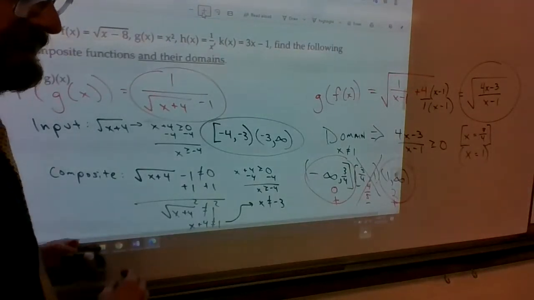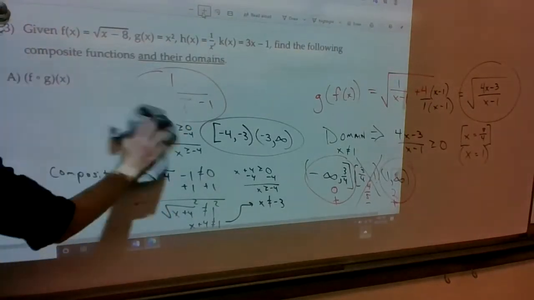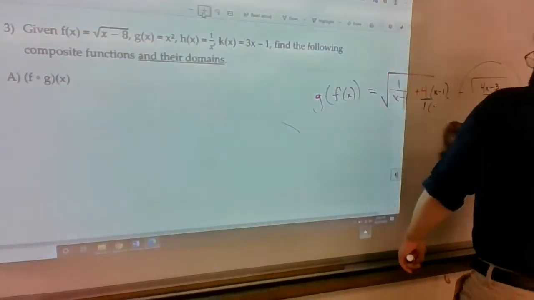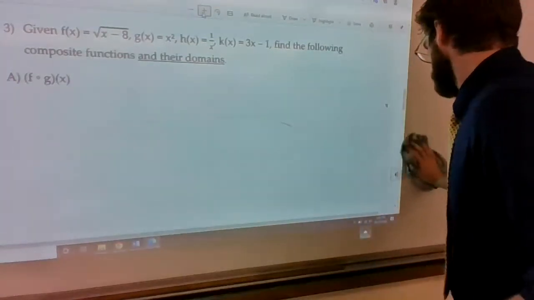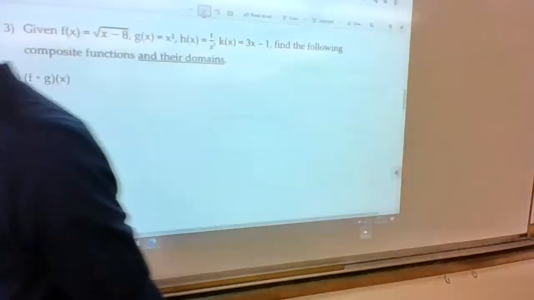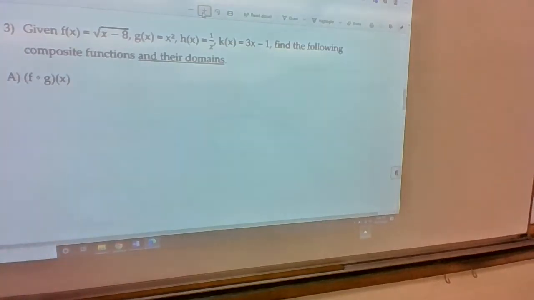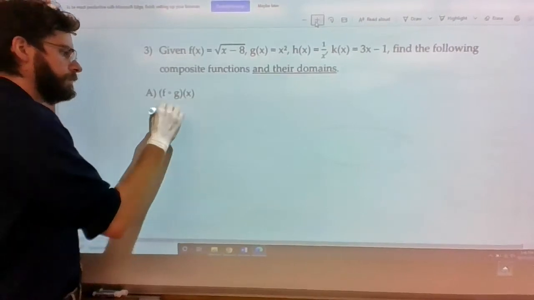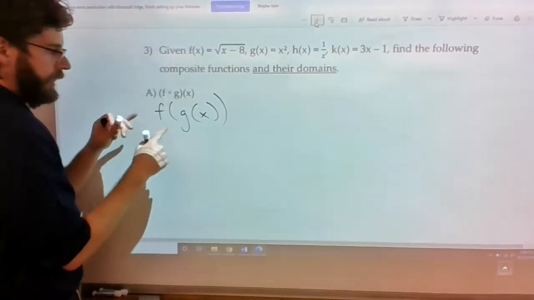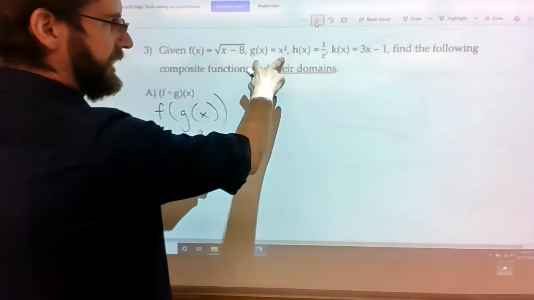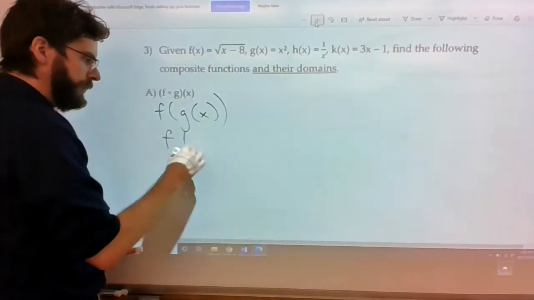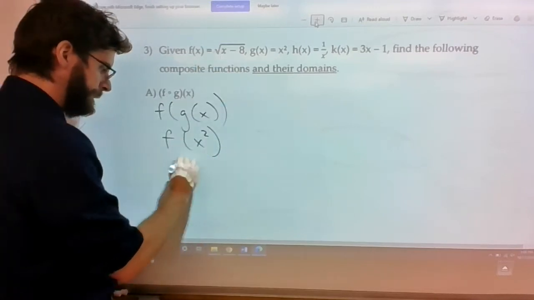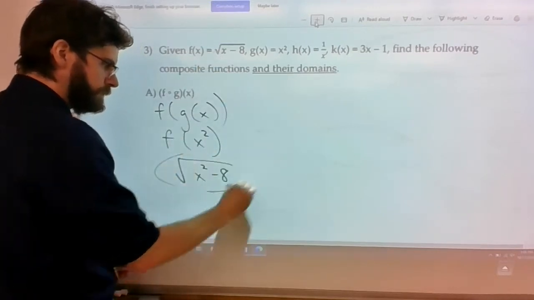All right, third and final example. There's 3 parts. We are putting into the f function g of x, which is x squared. So f of x squared just means plug in an x squared in place of the x. There's my composite.